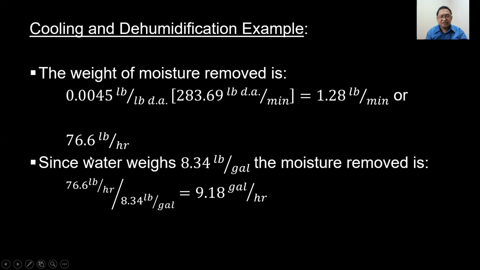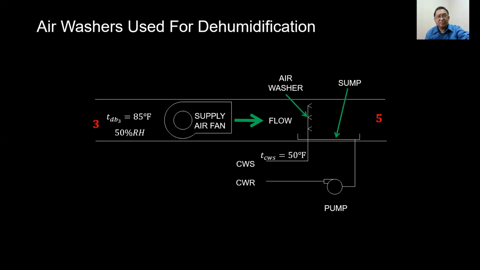Since water weighs 8.34 pounds per gallon, the moisture removed here can be calculated by dividing 76.6 pounds of moisture per hour by 8.34 pounds of water per gallon, and the result will be 9.18 gallons per hour. That will be the amount of moisture removed.